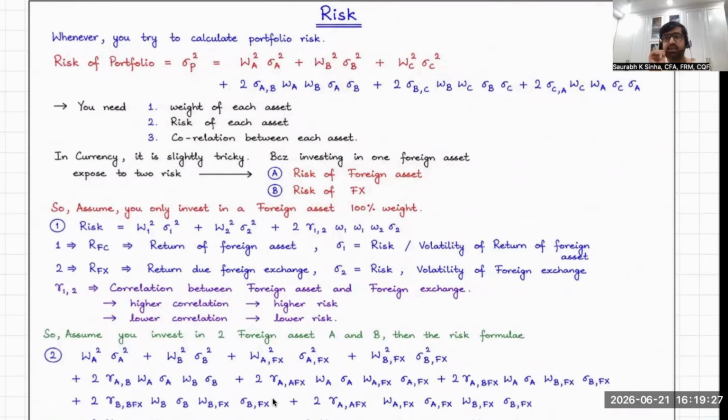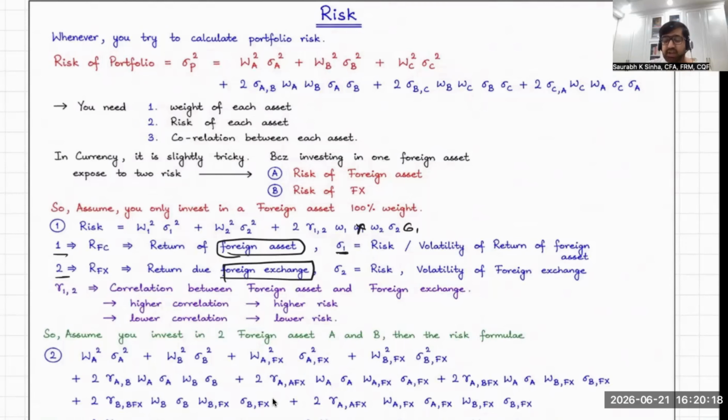To understand that, let's assume you're investing in one foreign asset, 100% weight given to one foreign asset. So I'm writing W1 square sigma 1 square, W2 square sigma 2 square, plus 2 into correlation between 1 and 2, W1, W2, sigma 1, and sigma 2. Now understand what 1 represents. 1 represents the investment in the foreign asset. 2 represents the return in the foreign exchange, or the weight given to the foreign exchange as an asset.